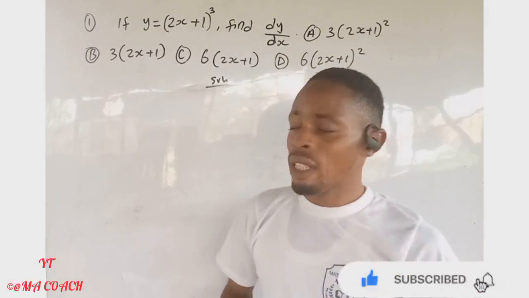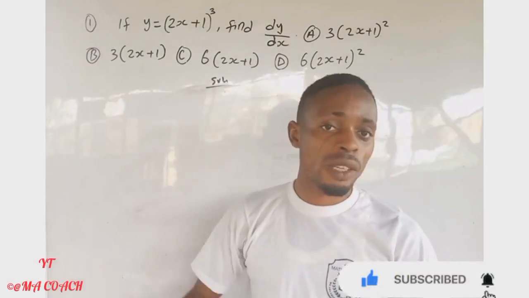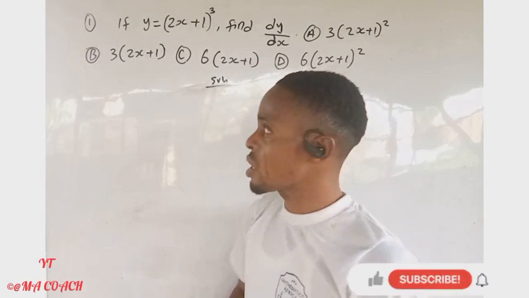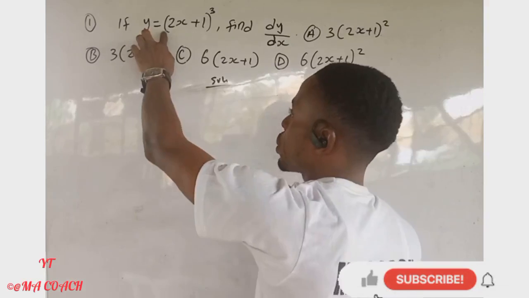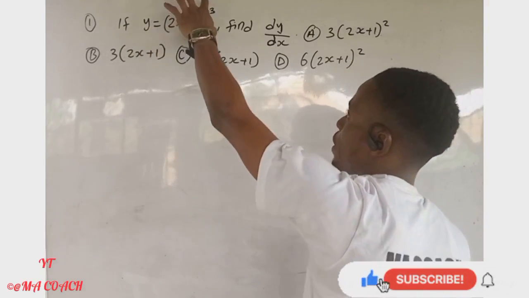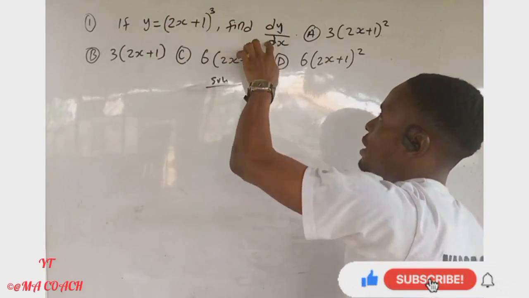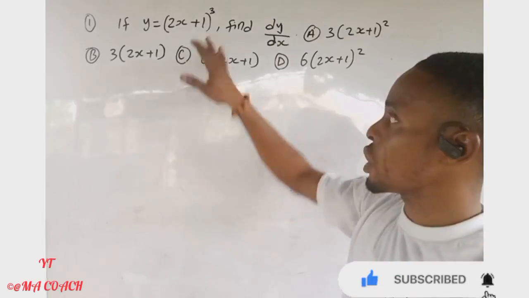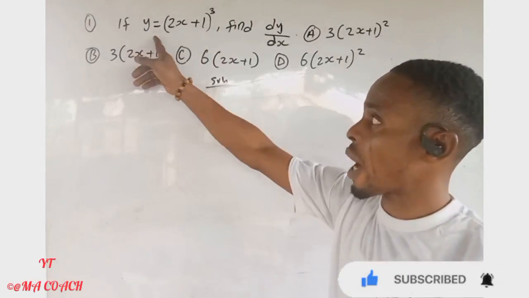Okay, so this is the first question to be solved. This is the first calculus question to be solved in this class. This question states that if y is equal to (2s plus 1) raised to the power of 3, find dy/ds. And we have our options here. This question is to differentiate y with respect to what? To s.